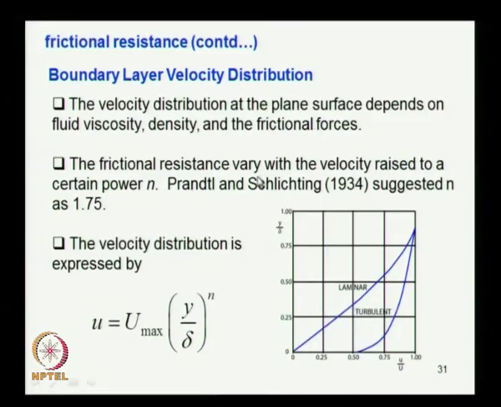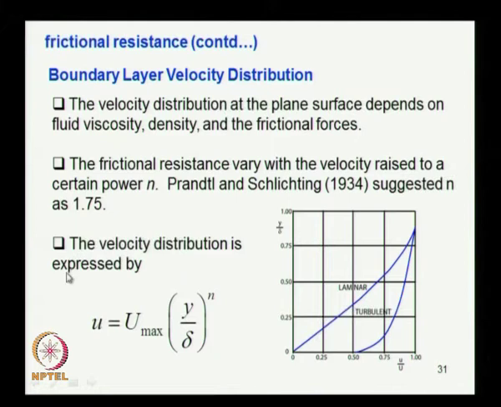The frictional resistance varies with the velocity raised to power n, that is v power n. The value of n we have to find out, and Prandtl and Schlichting, based on their experimental studies, came up with a factor of 1.75 for the value of n. That is, the frictional resistance based on their studies is proportional to v power 1.75. So that is the conclusion based on their experimental studies, but it got revised later, we see that subsequently.